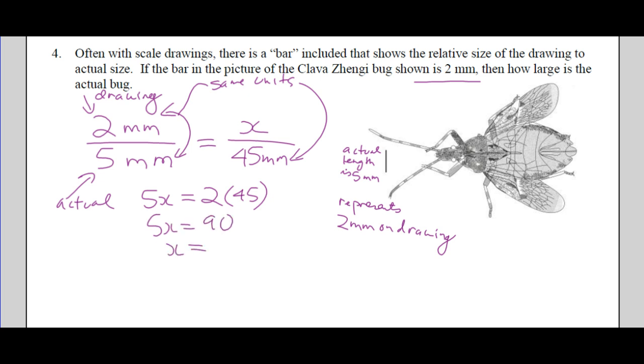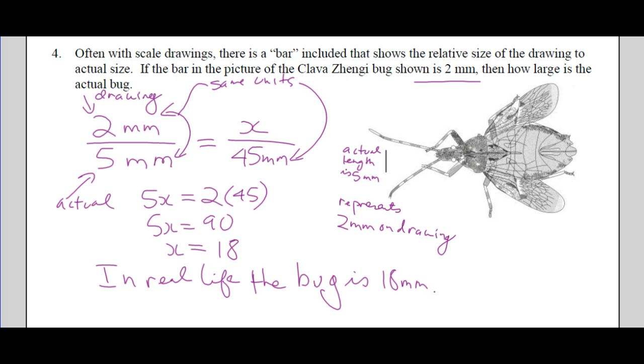And x is 90 divided by 5, which is 16, I think. 18. I never get that one right. Yeah. Okay, so 18. So that says that in real life, the bug is 18 millimeters, right? In other words, we're blowing it up, right?